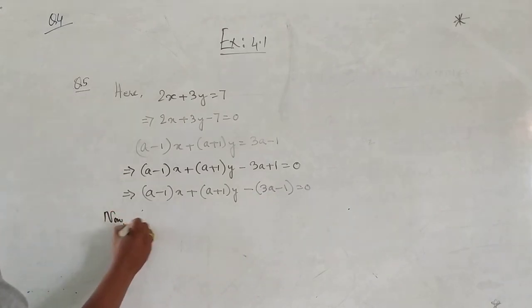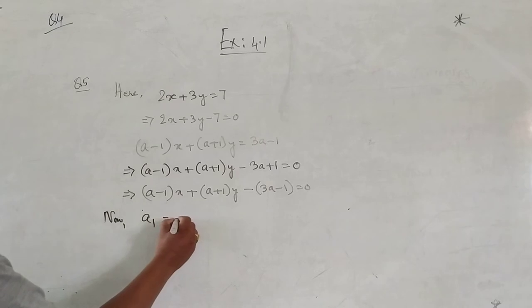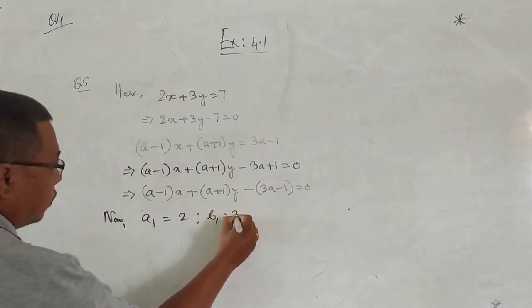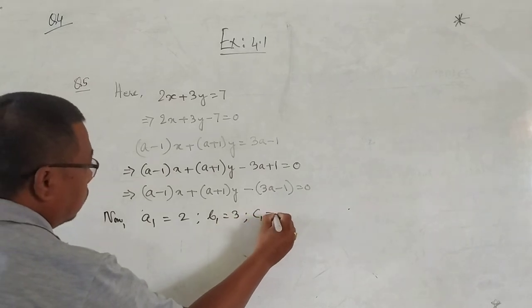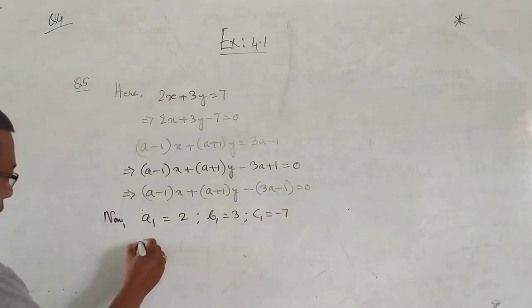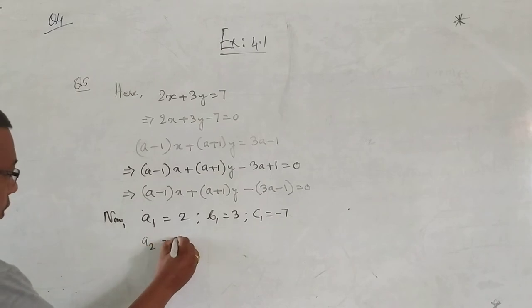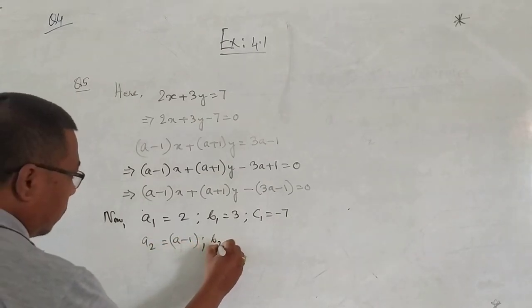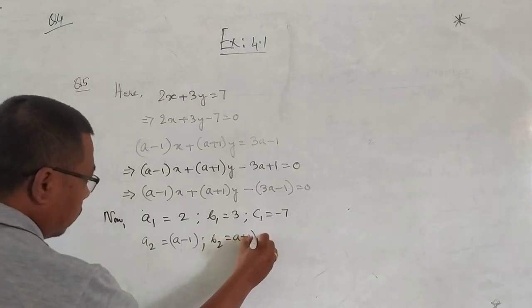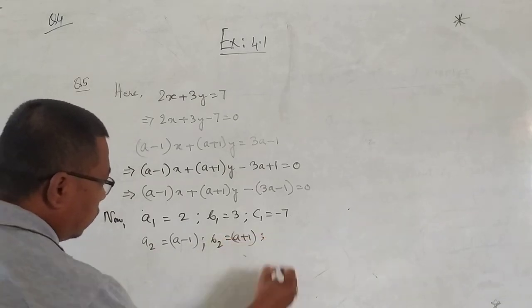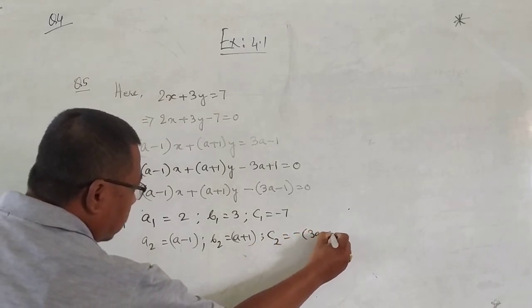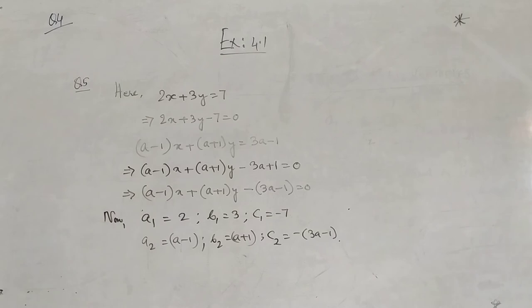So now A1 equal to 2, B1 equal to 3, C1 equal to minus 7. A2 equal to A minus 1, B2 equal to A plus 1, and C2 equal to minus 3A minus 1. Okay, copy down.